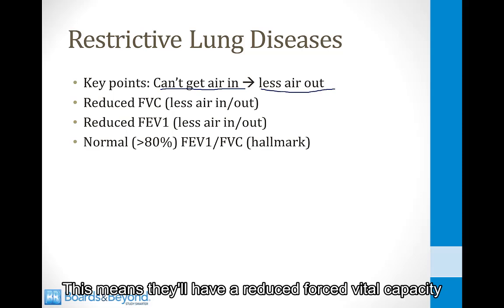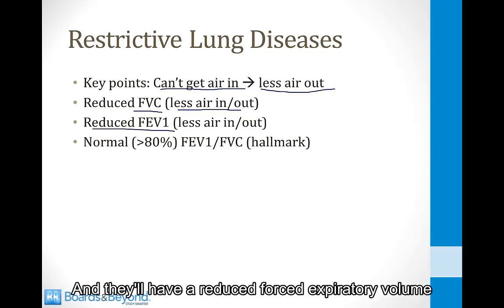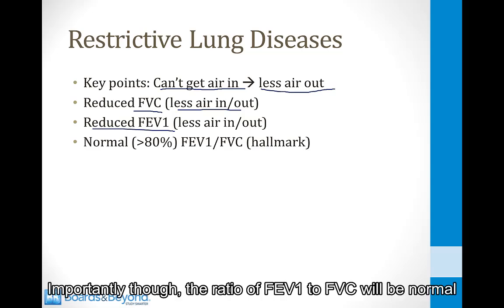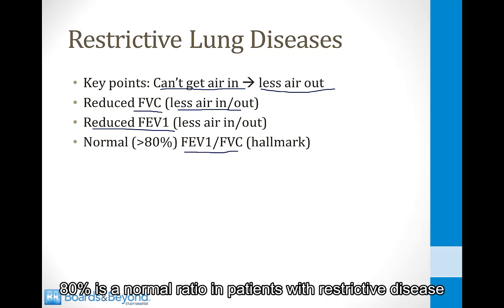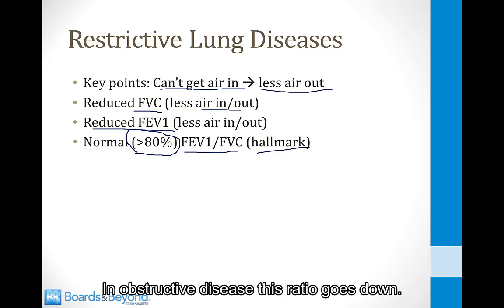This means they'll have a reduced forced vital capacity, again because less air was brought in, so less goes out, and they'll have a reduced forced expiratory volume in 1 second for the same reason. Importantly though, the ratio of FEV1 to FVC will be normal or greater than 80%. 80% is a normal ratio. In patients with restrictive disease, it's normal or increased, and that's the hallmark. In obstructive disease, this ratio goes down.